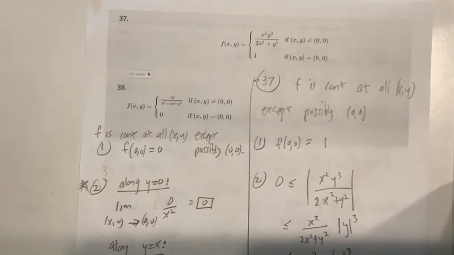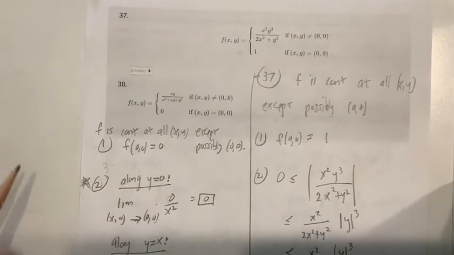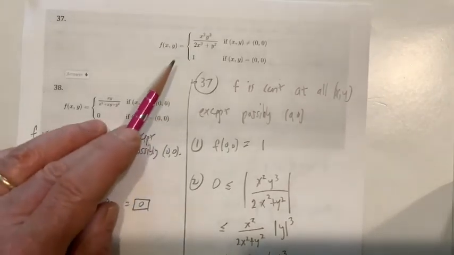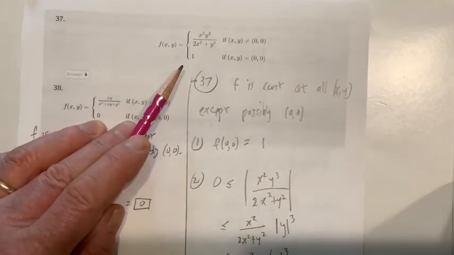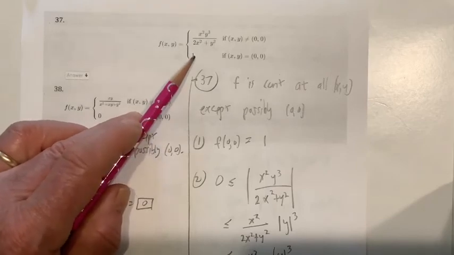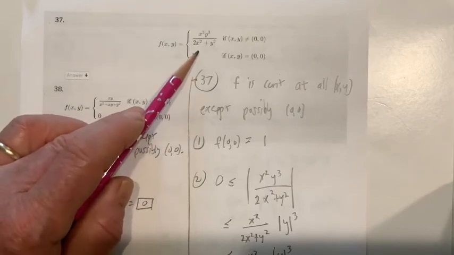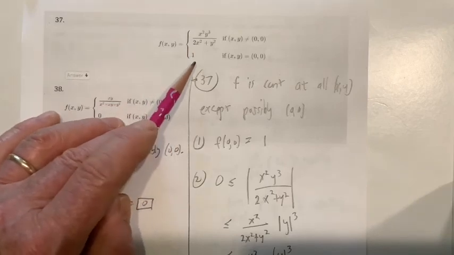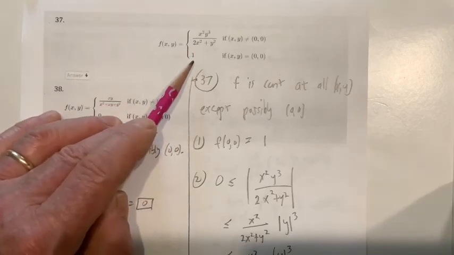I'll do 37, and you can do 38 on your own. So in 37, we want to know where is it continuous. So remember, there's 3 steps to this. It's going to be continuous except possibly at 0, 0. However, it is defined there, right? It is defined there. It's defined to be 1.